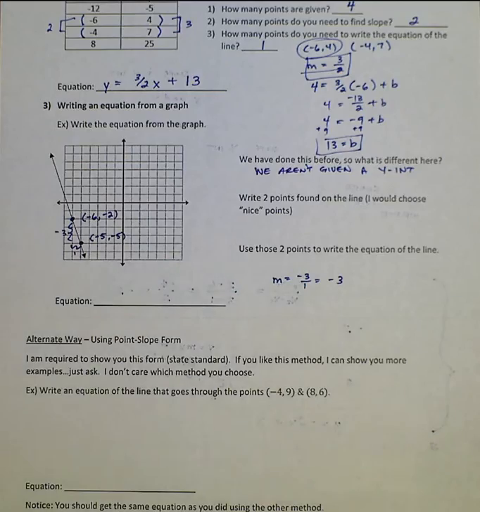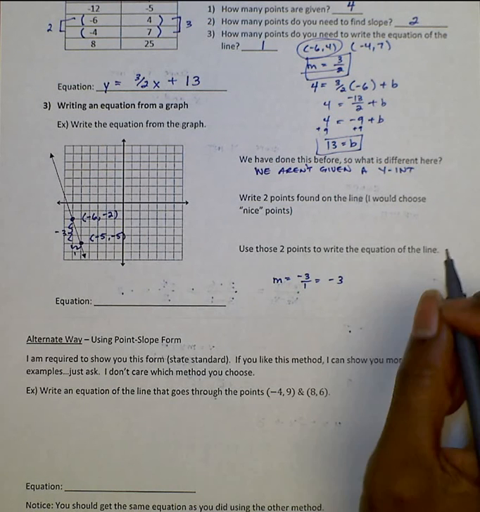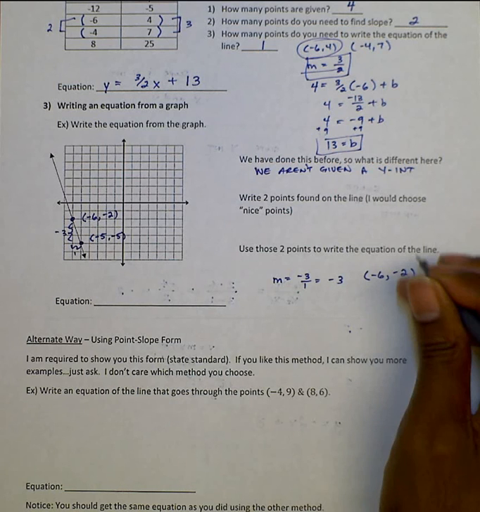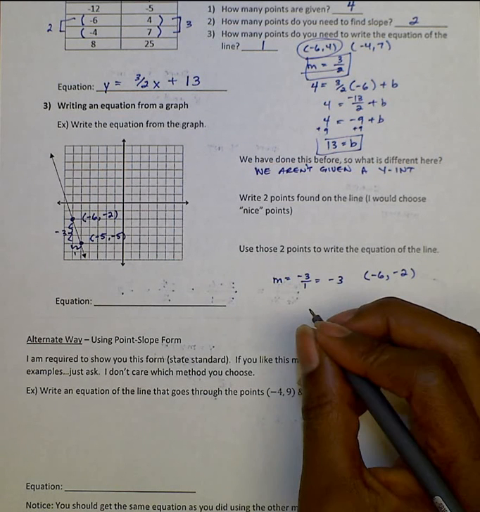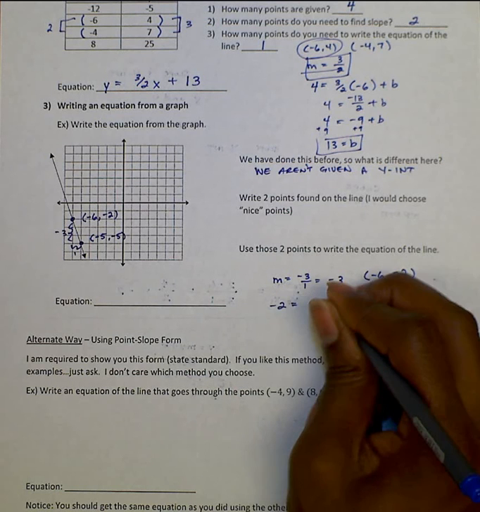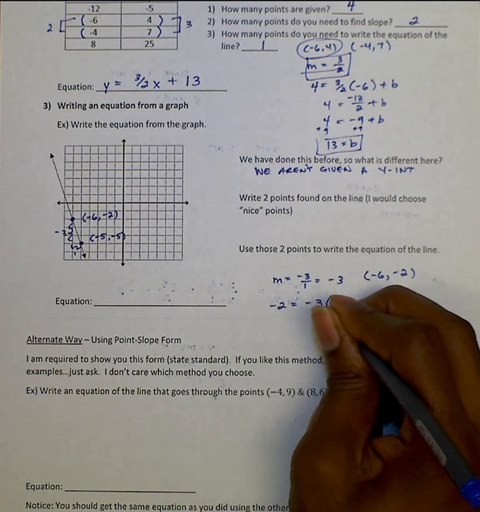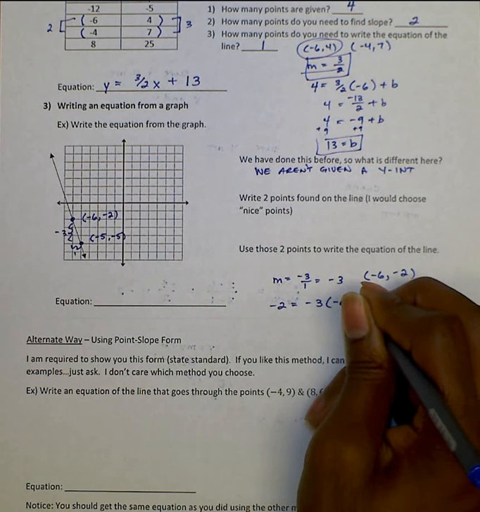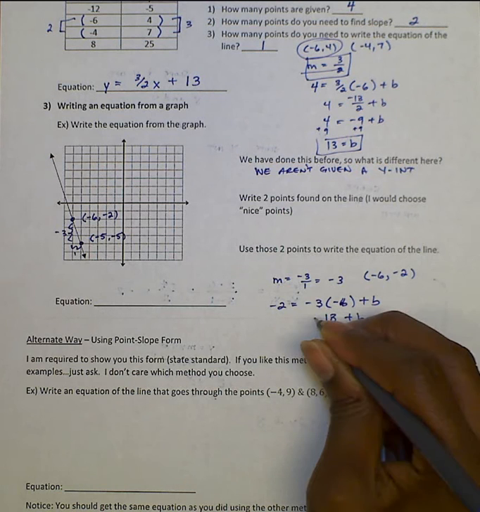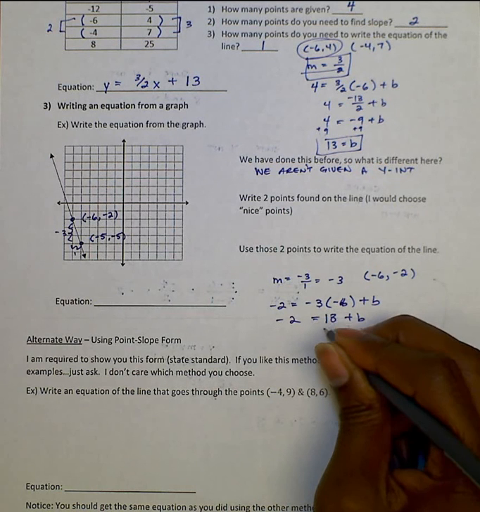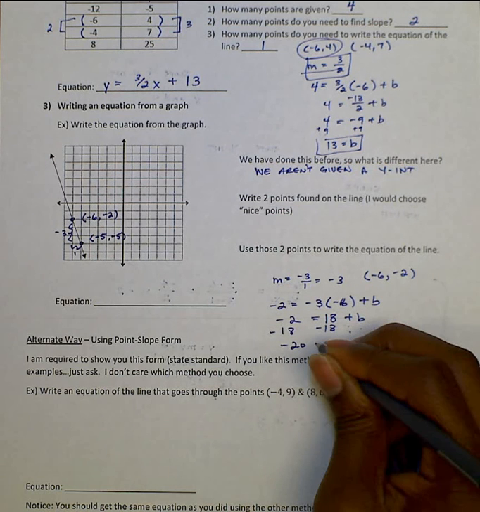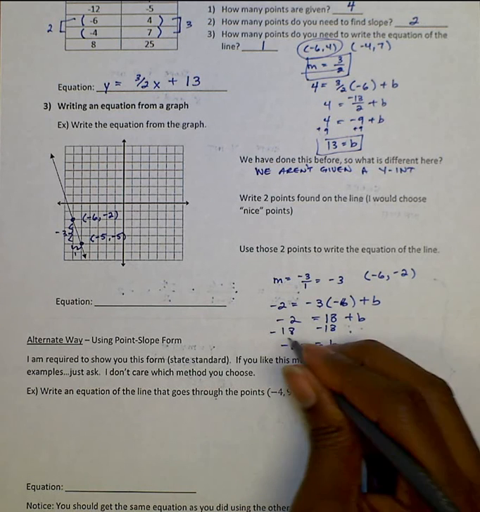Okay, so I have that slope. I can choose one of the points. I'm going to choose -6, -2. And then I plug it in and do the same process that I had done before. So I'm going to plug -2 in for y: -2 equals -3 times -6 plus b. -3 times -6 is +18. And then to get b by itself, I'm going to subtract 18 from both sides, and that gives me -20. So I find that my b value is -20.